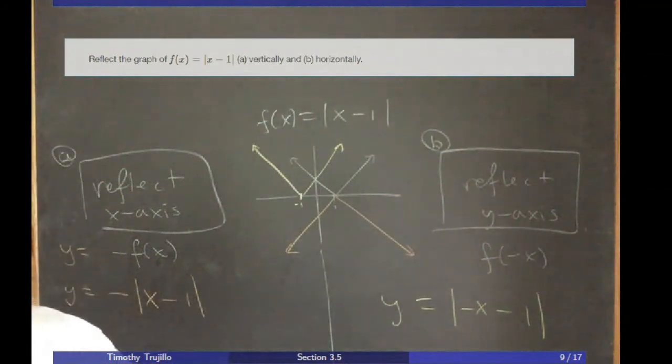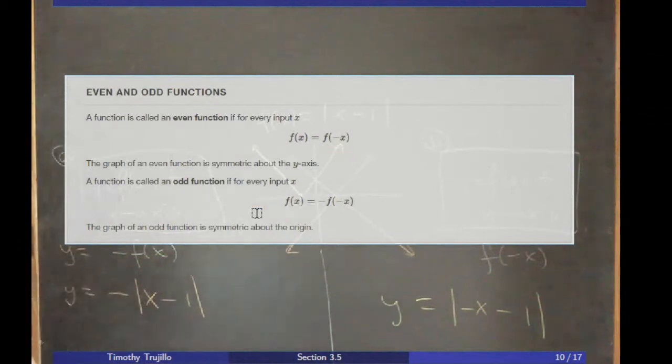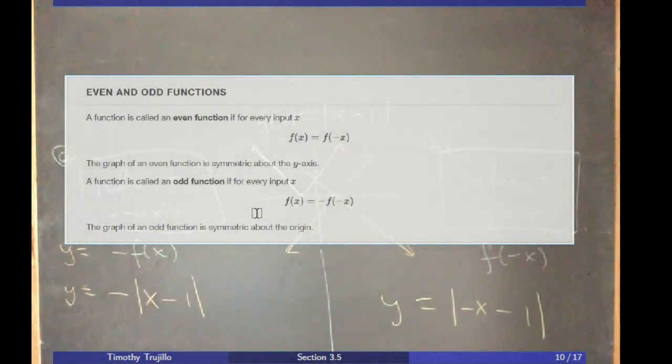So this is where the definition of even and odd comes in that I was mentioning to you before. And I'll tell you why the terminology is even and odd, but let's just look at the definition first. So somebody gives you a function, and what you want to do is reflect that function across the y-axis and then both the x and the y-axis.